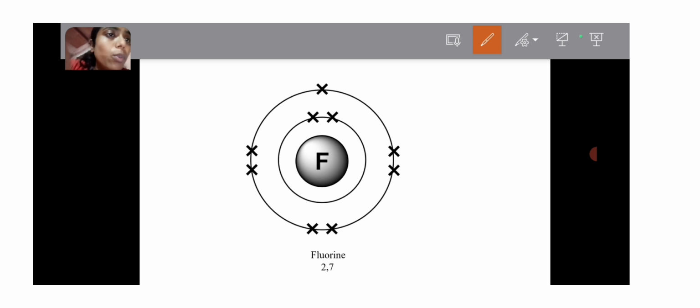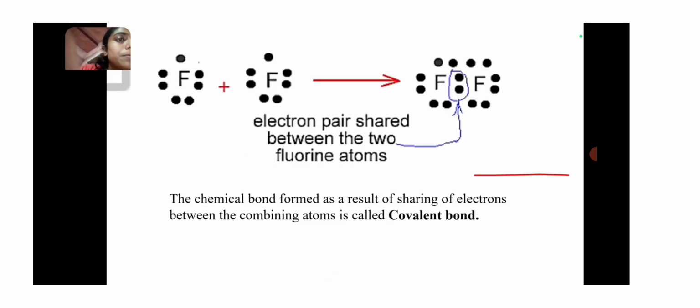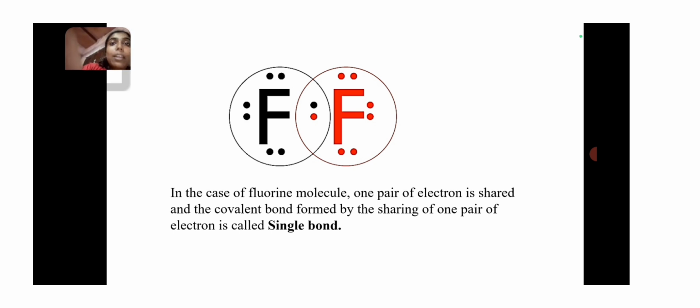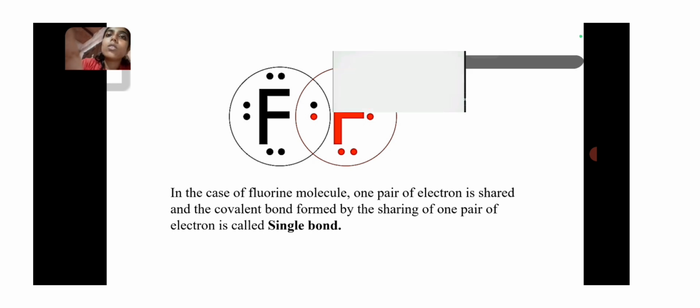One fluorine has 7 electrons in the outermost shell, that is 1 2 3 4 5 6 7 electrons. Just for example, assume that one fluorine atom is represented in black and another in red, and the atoms can be represented by 7 electrons in the outermost shell. One fluorine has 7 electrons, and this fluorine also has 7 electrons.